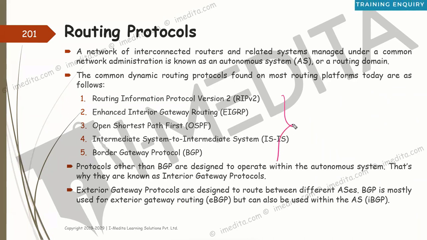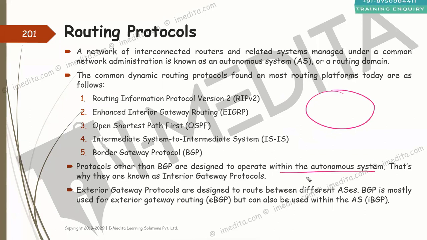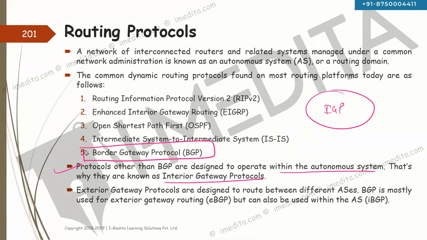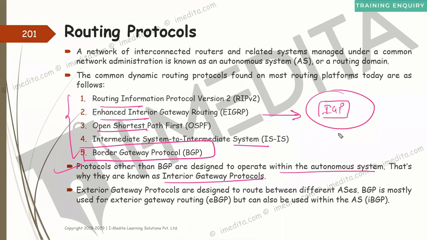Out of these protocols, some protocols are designed to operate within the autonomous system, and these are referred to as interior gateway protocols. And some protocols are designed to work in between the autonomous systems, which are referred to as exterior gateway protocols. Protocols other than BGP, like RIP, EIGRP, OSPF, and IS-IS, are all designed to work within the autonomous system, so they are called IGP or interior gateway protocols. In short, those protocols which are used to perform intra-AS routing are referred to as IGP protocols.